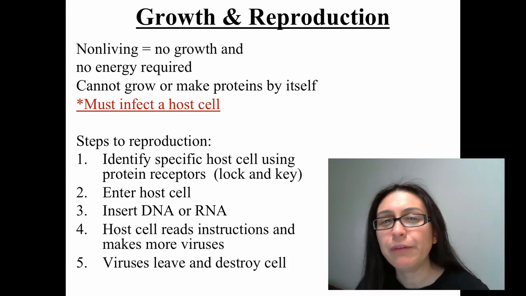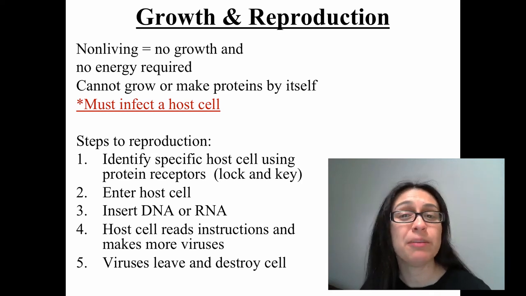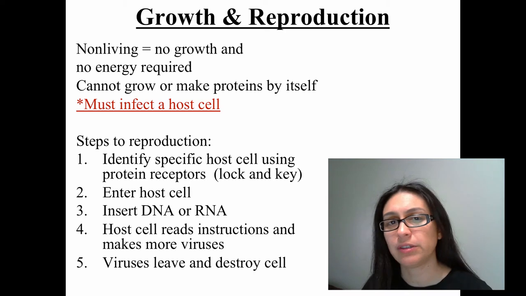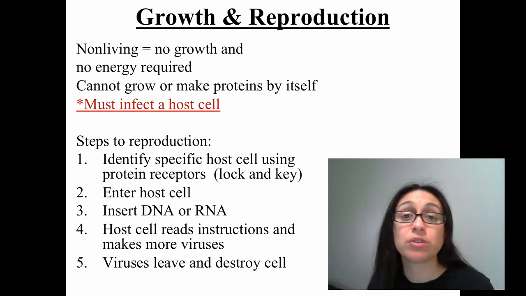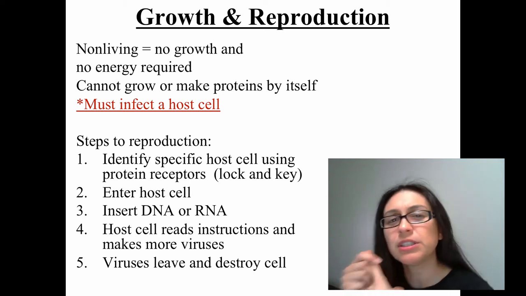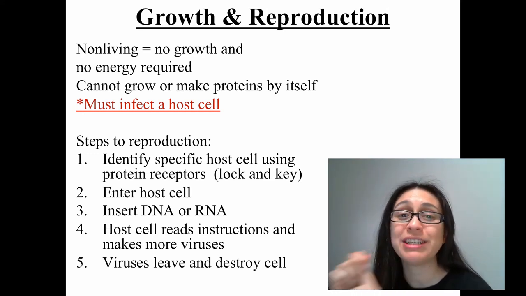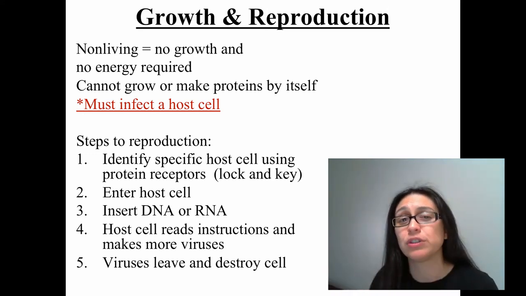Now here we have the 5 most simplified basic steps to virus reproduction. And this applies to some but not all viruses. But if you can understand this, you understand most of virus reproduction. Okay? So first step, the virus uses its protein receptors like a key to identify its host cells. So that's what it has to do first. Identify the host cell using those protein receptors.